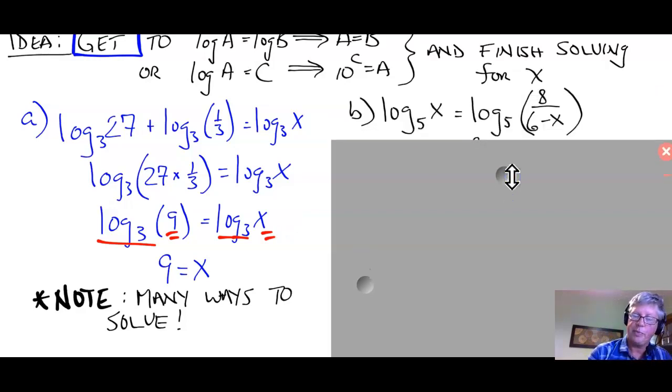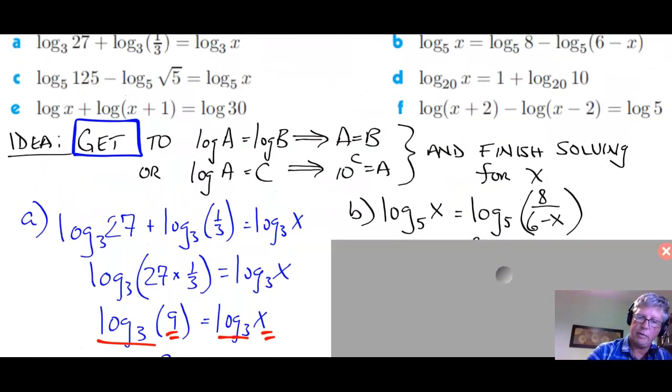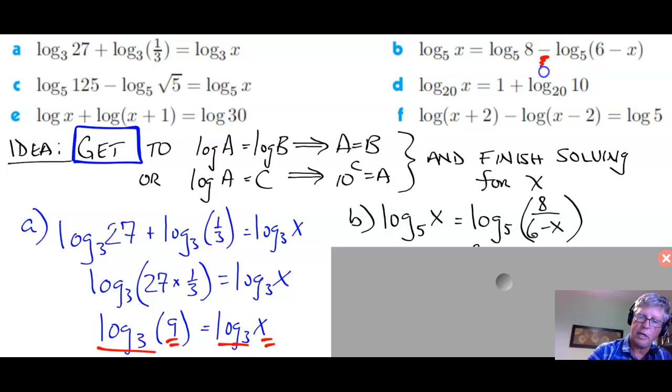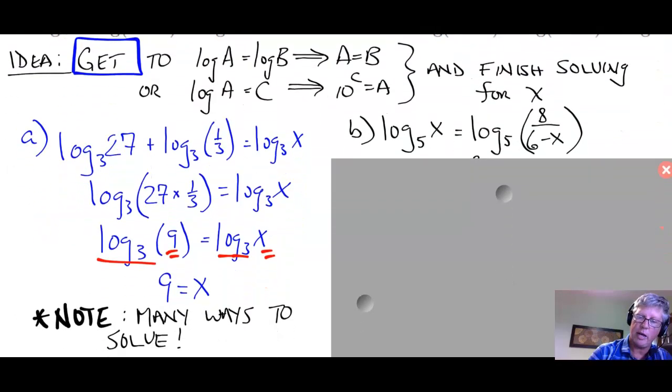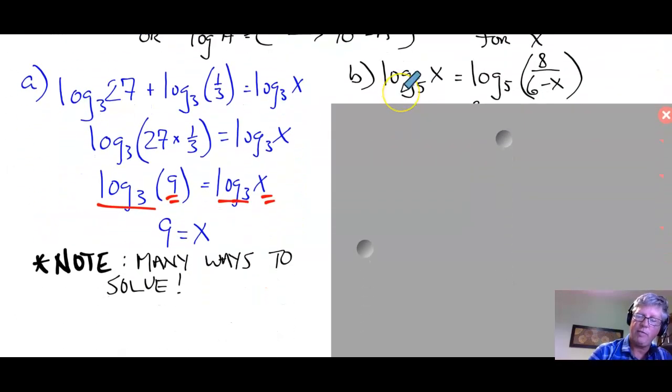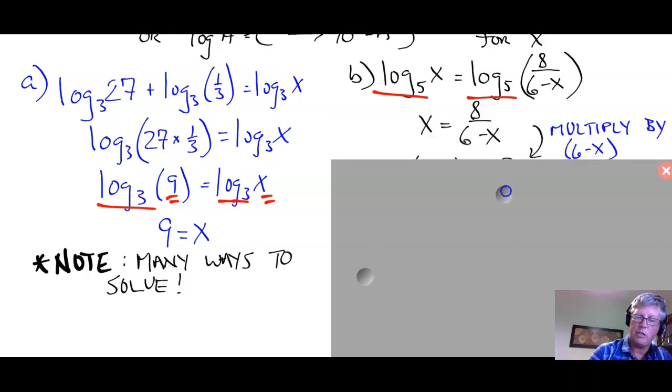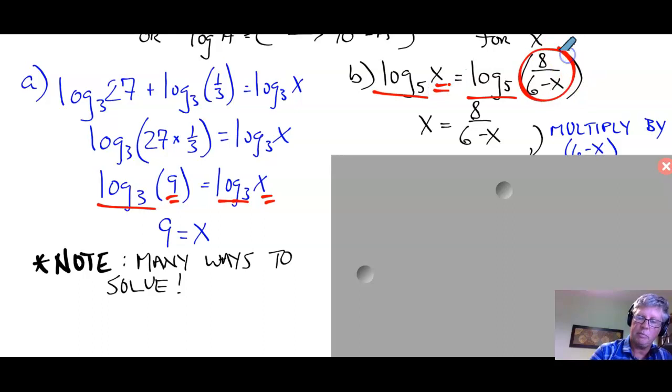This is a cool one. This is B. If you go up to B real quick, I have subtraction here, so that means to me division. So I divide 8 by 6 minus x. That's why that happened. I got log base 5 and log base 5 of one thing. There's nothing else out here. I've got this and this. So that means I can just drop it. So I just get x is equal to this quantity.